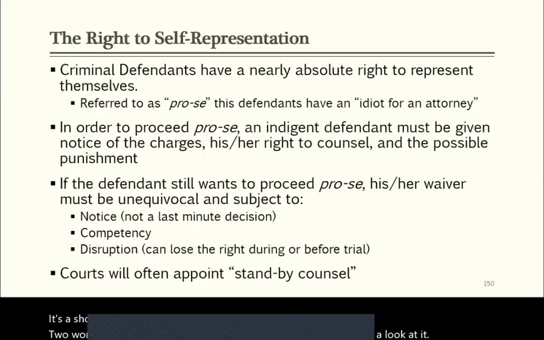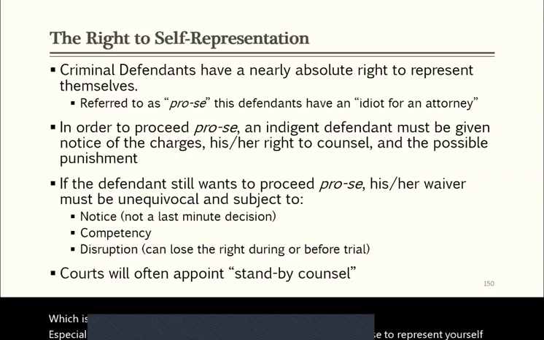Now, that being said, you have the right to, it's nearly an absolute right to represent yourself, right? So if you represent yourself, it's referred to as pro se, right? But that being said, there is the old saying that a defendant who represents themselves has an idiot for an attorney, which is true. Especially if they're going to give you an attorney, and you choose to represent yourself, it never ends well.